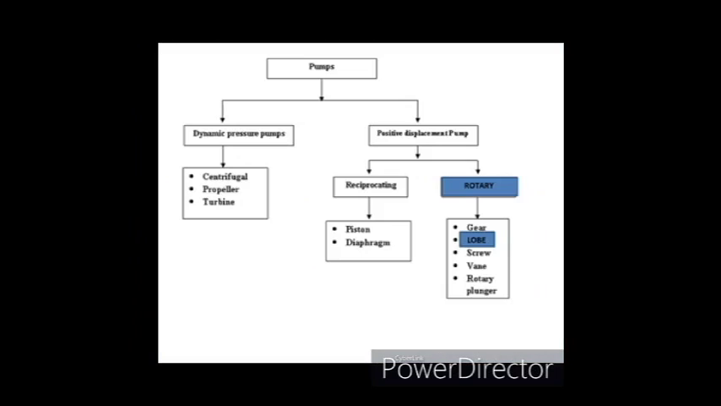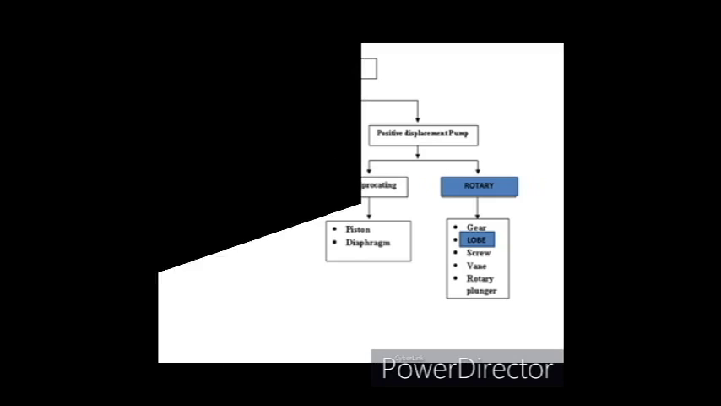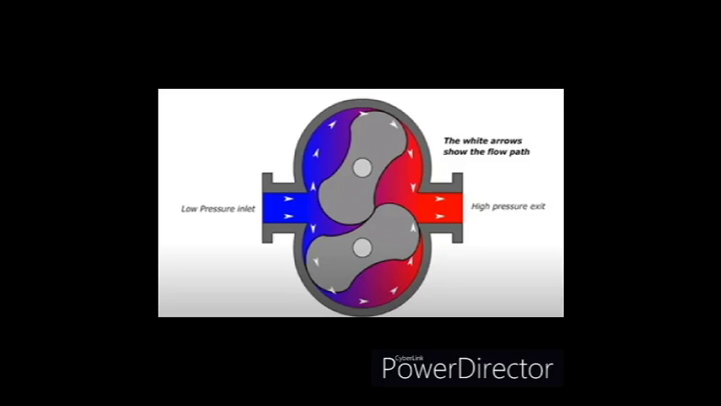Okay, the answer for the category of the lobe pump is rotary. This sketch shows the liquid flow direction in suction, discharge and lobes. As you can see, the liquid will enter the inlet space, and the white arrow is the flow path, and it will exit at the outlet space.